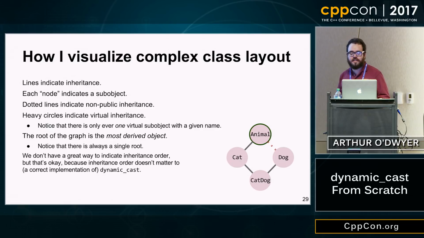We also don't have a great way to indicate inheritance order here, such as cat dog inherited from public cat, comma, public dog, and not vice versa. That does affect the struct layout, of course, but inheritance order is not supposed to matter to dynamic cast.